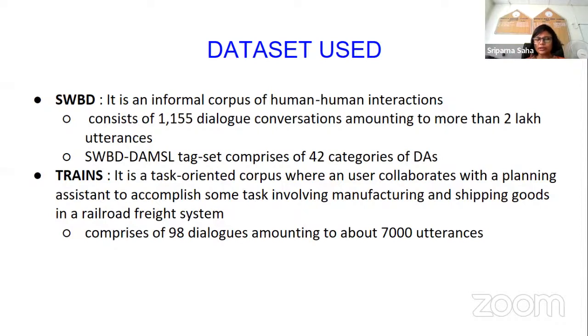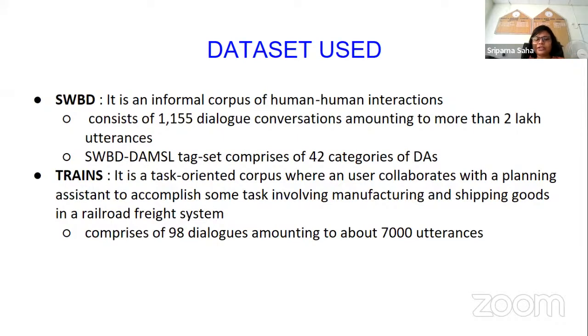In this data set, each of these utterances is categorized into a particular class. There are 42 such categories, 42 different types of dialogue acts. Then there is another data set, which is called Trains. It is a task-oriented corpus. SWBD is not task-oriented. SWBD is a kind of chit-chat, where two people are simply conversing on a particular topic.